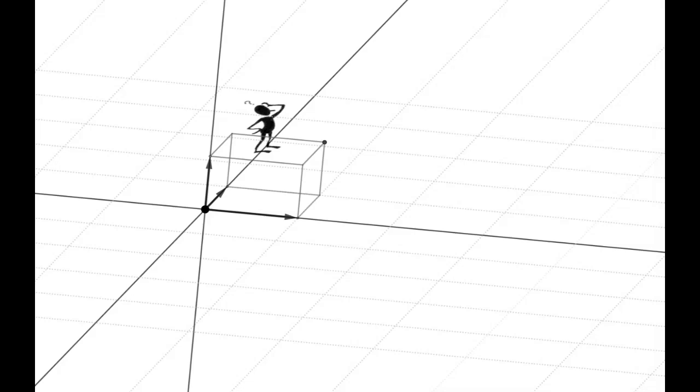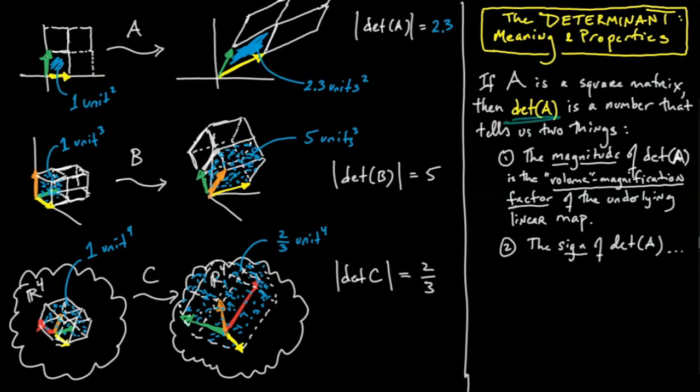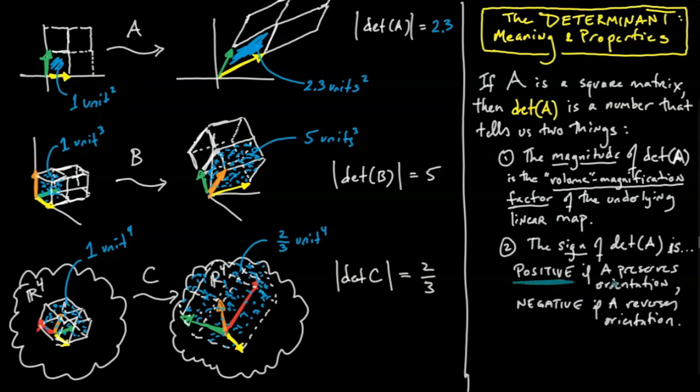So let's go back to the main screen. And here we are again. We were defining the determinant of a matrix. The sign of the determinant is positive if the matrix preserves orientation and negative if it reverses orientation.